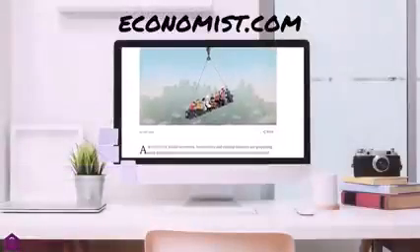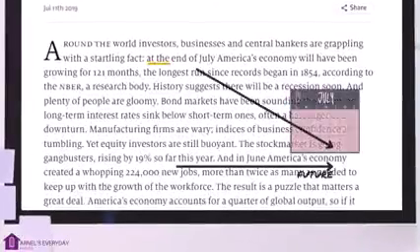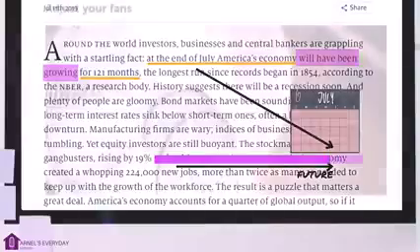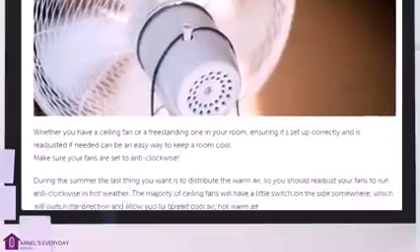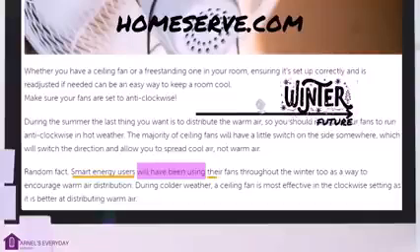Here's an article from economist.com. At the end of July, America's economy will have been growing for 121 months. There's expectation that this is ongoing. And here's one from homeserve.com. Smart energy users will have been using their fans throughout the winter, too, as a way to encourage warm air distribution.